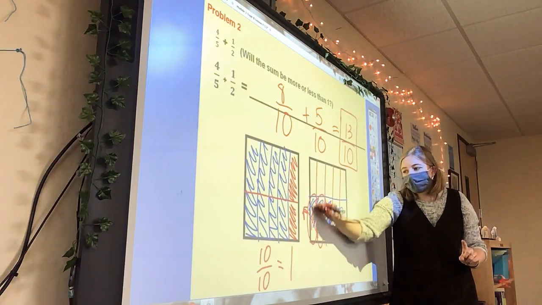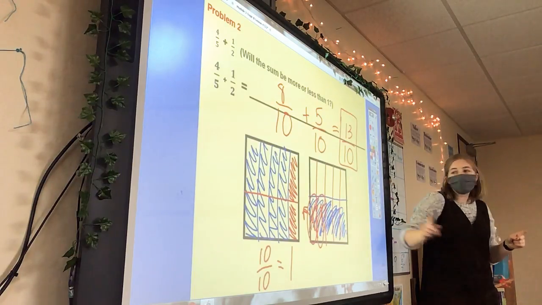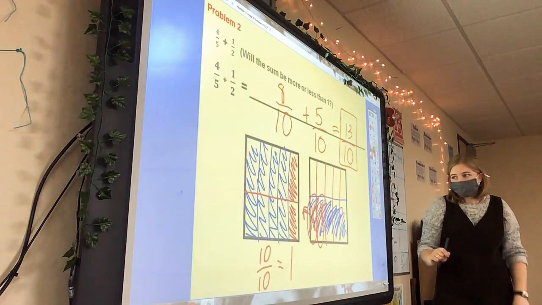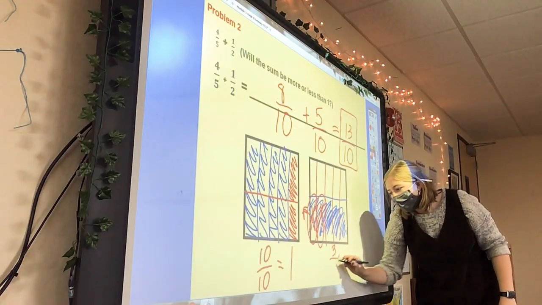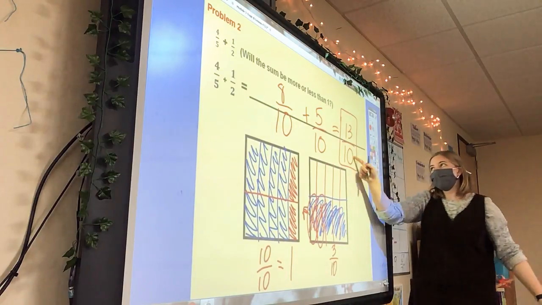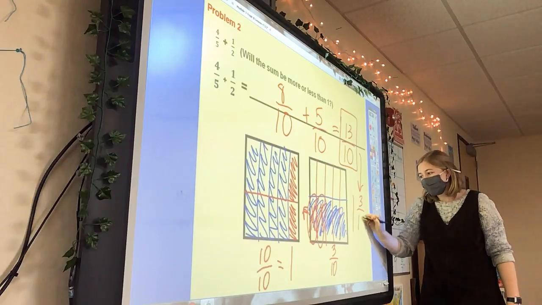After I took these guys out, raise your hand, someone. Tell me what's left over. What fraction is left over? Melina? 3 tenths. Good. So my answer is 1 and 3 tenths. So 13 tenths changes to 1 and 3 tenths.